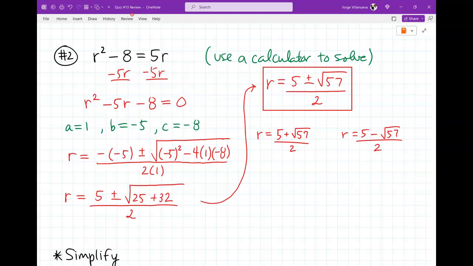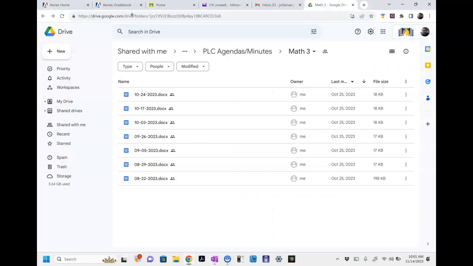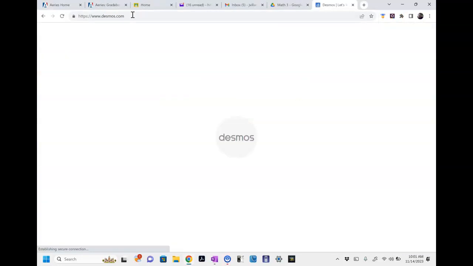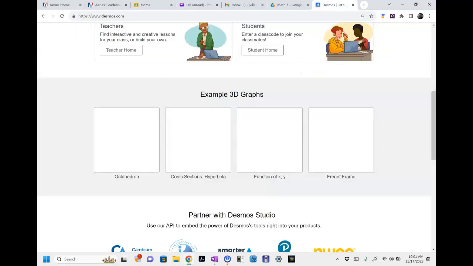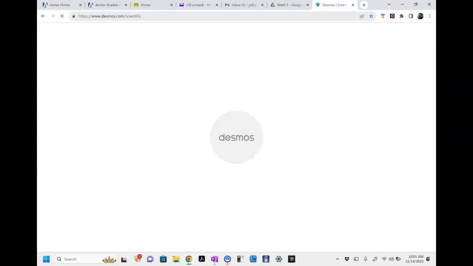Okay? So I'm just going to use Desmos for the sake of simplicity, because Desmos will give it to me in decimal form. So just give me a second. Let me call up Desmos here. I'll go down to the scientific calculator. Again, you guys will have those calculators. I'm just going to use a scientific calculator.